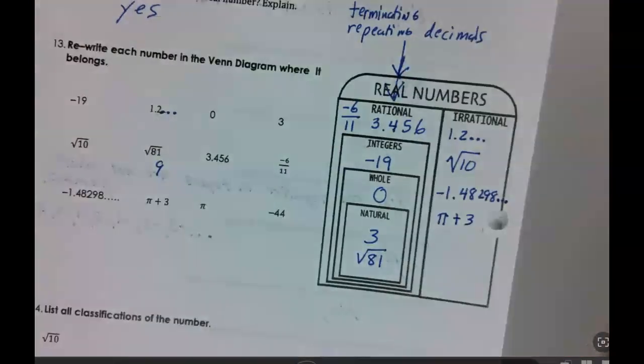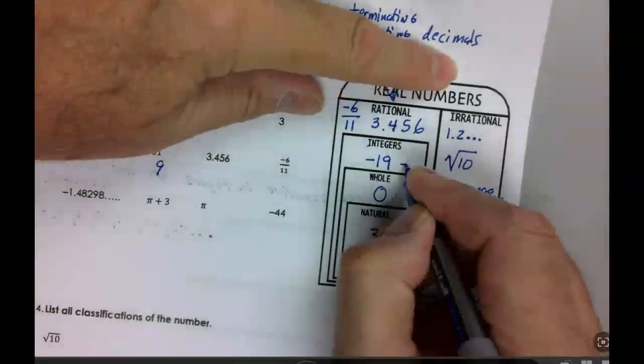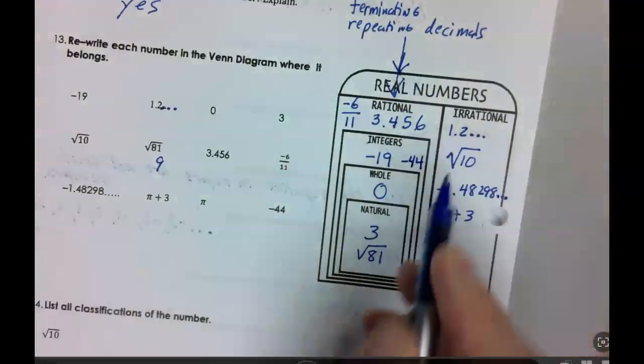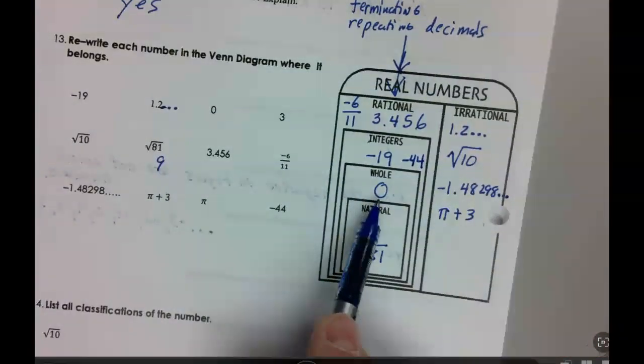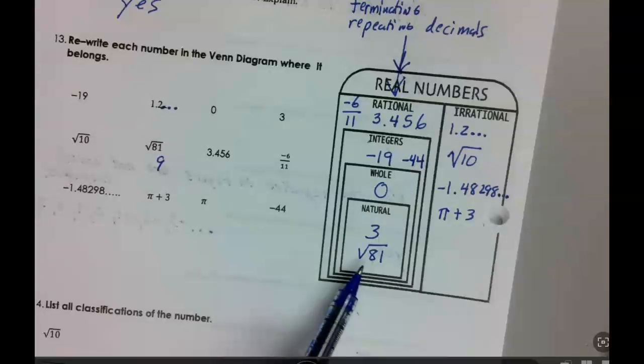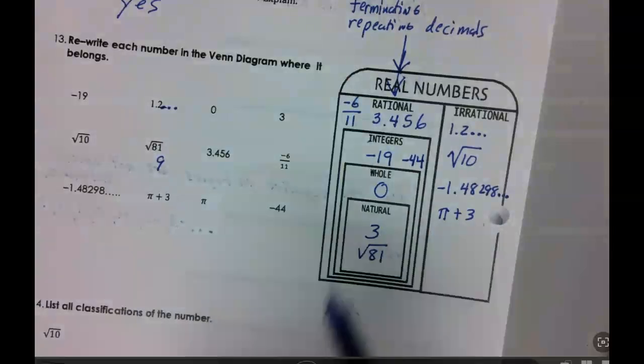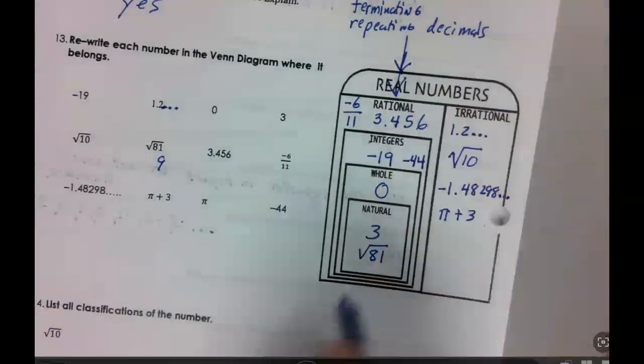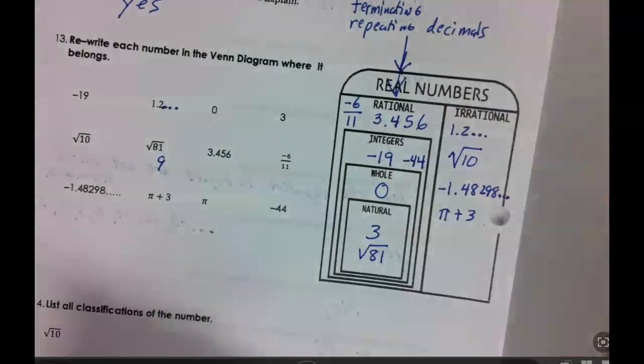What about negative 44? That's an integer. Is negative 44 whole? No. Is negative 44 natural? No. I told you to put it in the smallest subset, didn't I? Correct? So if 3 is natural, it's got to be all the rest, correct? But if it's up here, it can't be anything below, can it? Does that make sense or no? Is it getting a little easier?